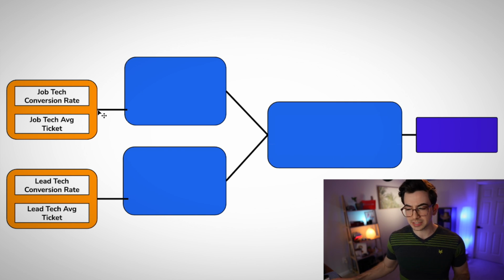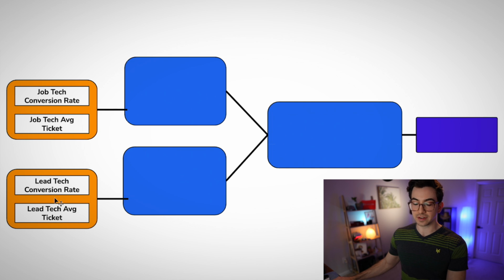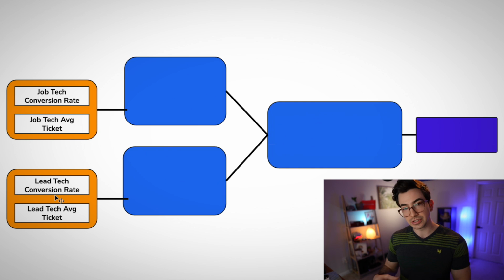And you're able to adjust in your settings how much Dispatch Pro cares about conversion rate versus the average ticket. Then down here, this lower thread is our thread related to leads. So it's looking at the lead tech conversion rate, meaning when a technician does turn over a lead, how often does that lead convert into an install? And the lead tech average ticket, meaning when that tech turns over a lead and that lead sells, approximately how much does it usually sell for?